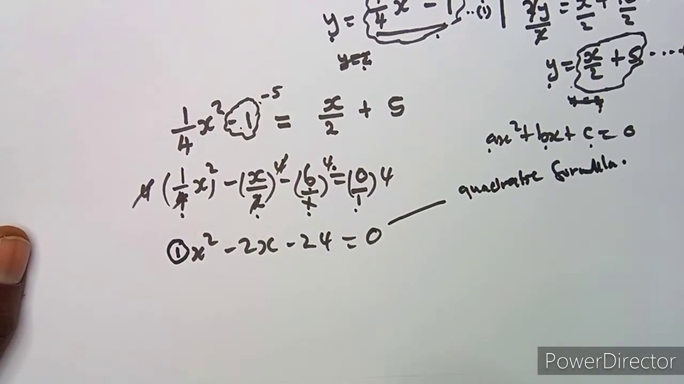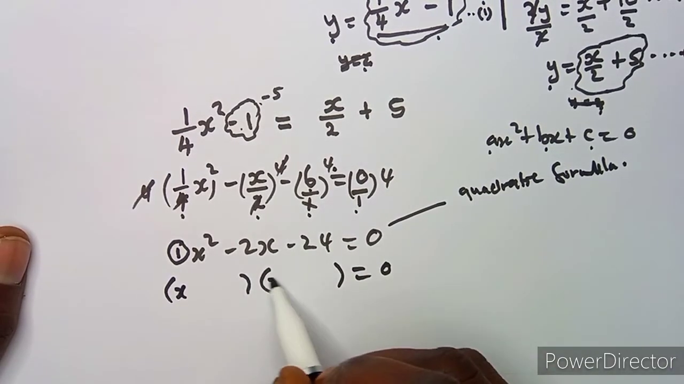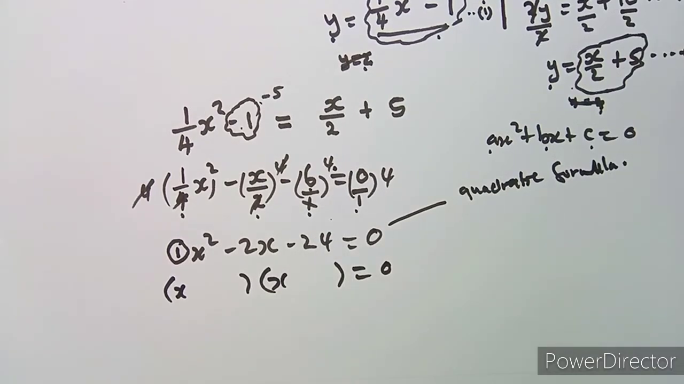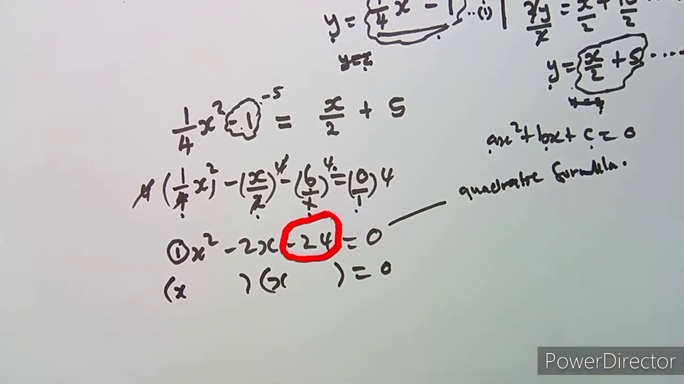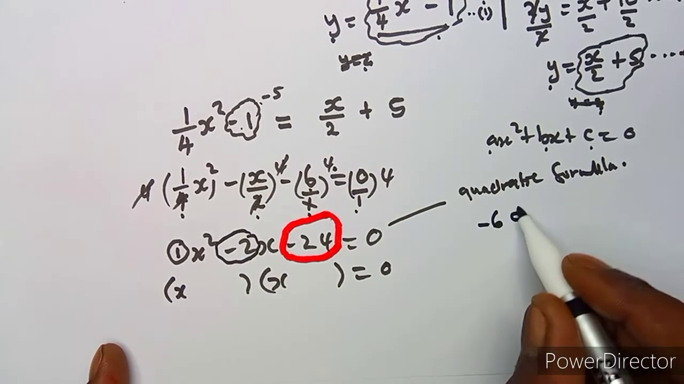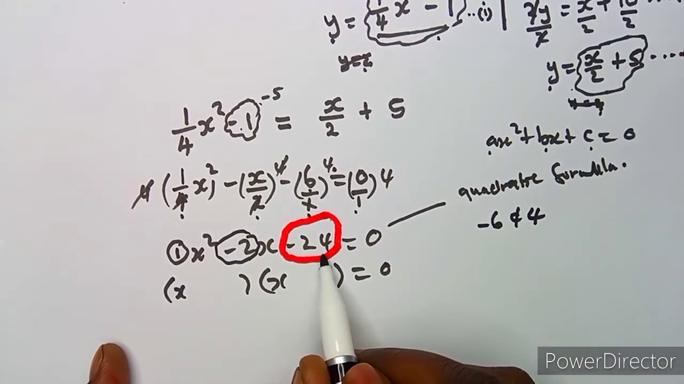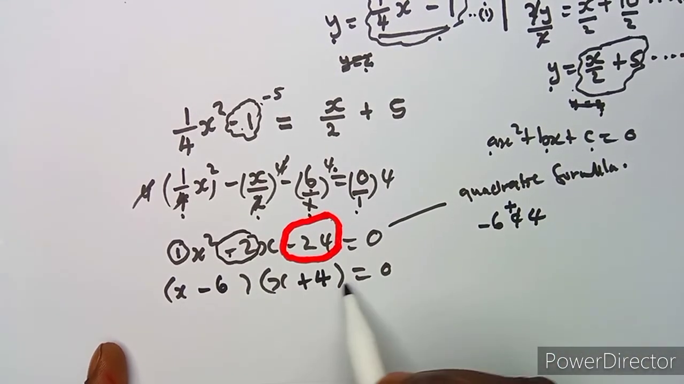I know that the coefficient of x squared is 1 here, so what am I simply doing? Open two brackets, equate them to 0, insert x and x here. Then I'm going to focus on the last term, which is negative 24, guys. From your factorization level, we can even go back and recap factorization. So what are the factors of minus 24 that give us negative 2? That's negative 6 and what? And 4. If you multiply these, you get negative 24. If you add these, you get negative 2. So that's minus 6 plus 4, which is negative 2.